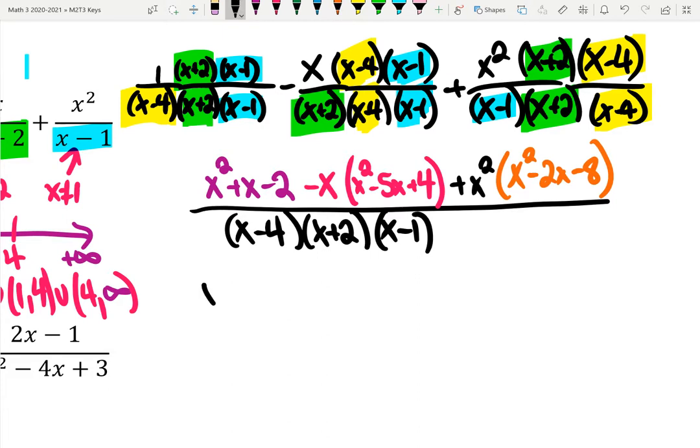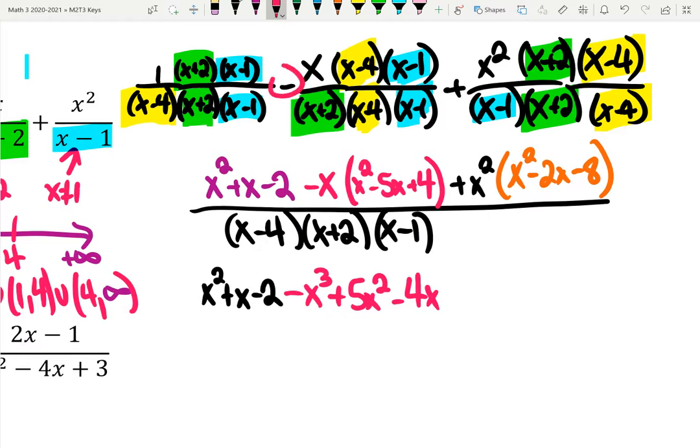Now, before I do anything else, I'm going to go ahead and leave the parts the same. I'm going to distribute this x to get negative x to the third plus 5x squared minus 4x. Notice how the negative from this part had to be distributed to all of the terms. That was highly important. That is a way to make an integer error, to make all of this hard work a little inaccurate. And then I'm going to distribute x squared to get x to the fourth minus 2x to the third minus 8x squared.